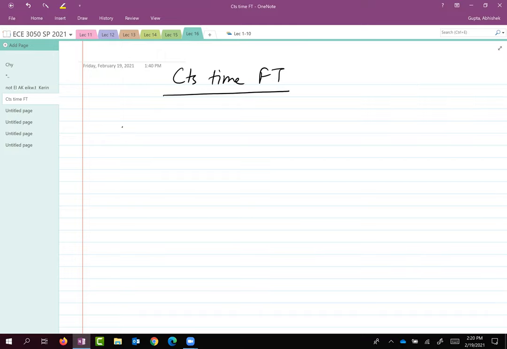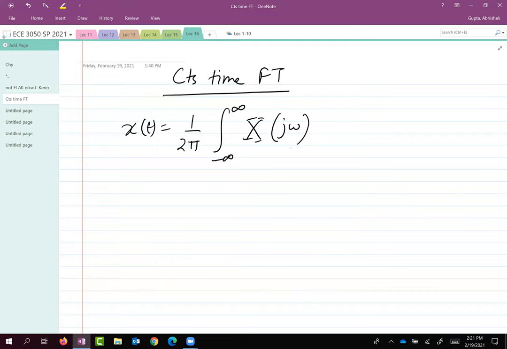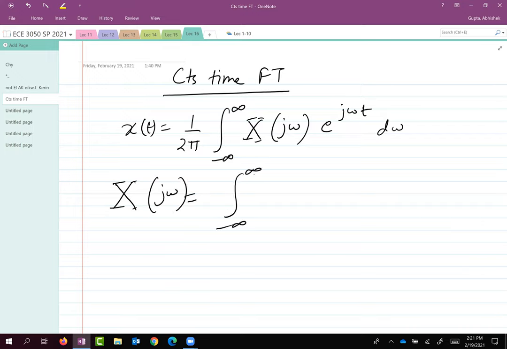So the synthesis equation is x of t equals 1 over 2 pi times the integral of X of j omega e raised to j omega t d omega, and the capital X of j omega is the integral of x of t e raised to minus j omega t dt.